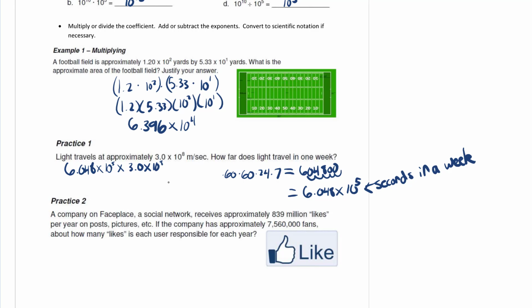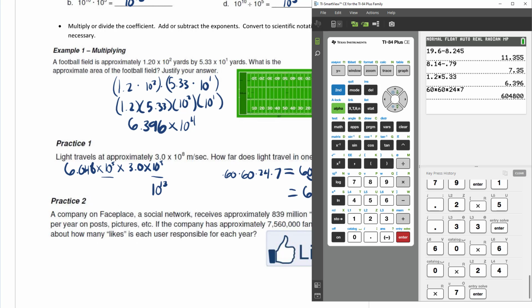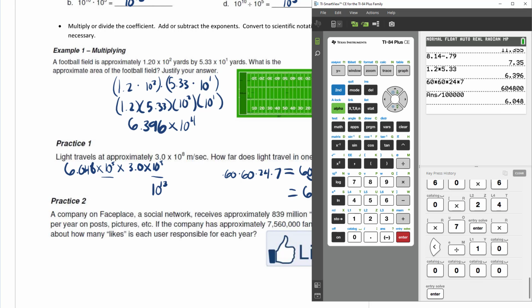8. There we go. We're going to put our 10s together, and then the 6.048 and the 3 together. We'll multiply them at the same time. So 10 to the 5th times 10 to the 8 is 10 to the 13th. So whatever it is, it's going to be 10 to the 13th. And then 6.048, which we already have in our calculator, we'll multiply by that. And we'll multiply this by 3 to get 18.144.